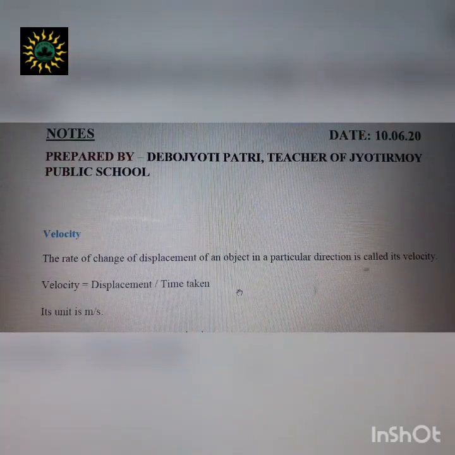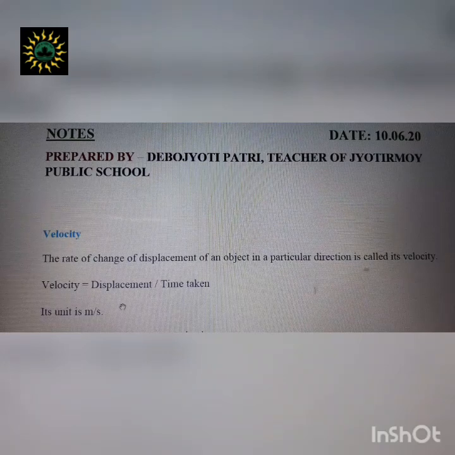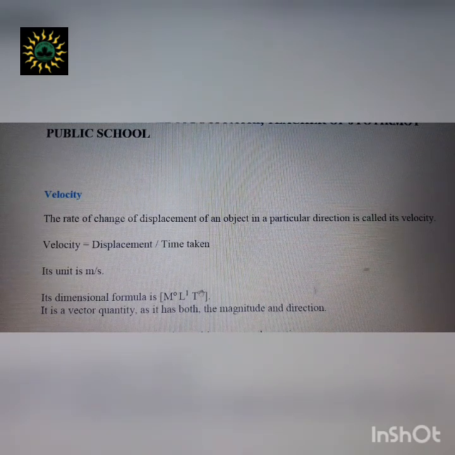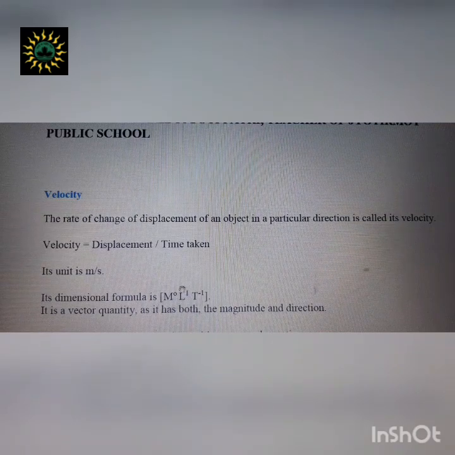So velocity, the rate of change of displacement of an object in a particular direction, is called its velocity. Velocity is equal to displacement by time taken. So you know that, and its dimensional formula is, look at this dimensional formula. I want to mention this in the previous note. Maybe there might be some mistake in expressing the dimensional formula. There I think L was missing.